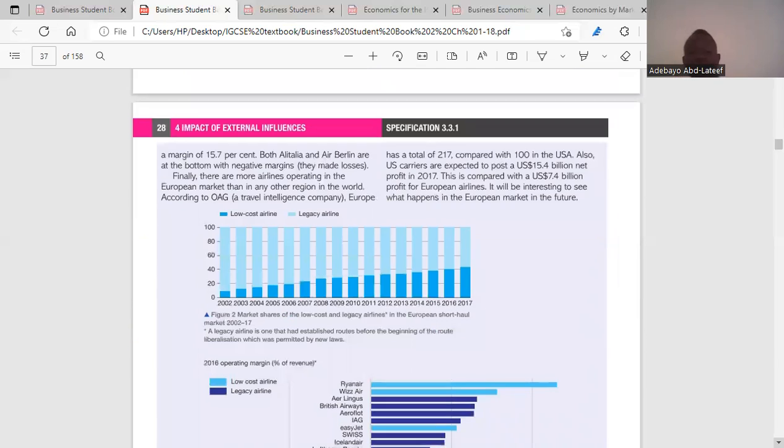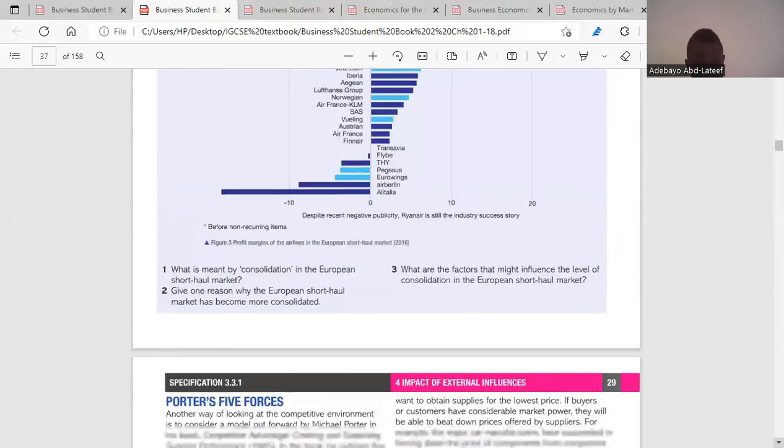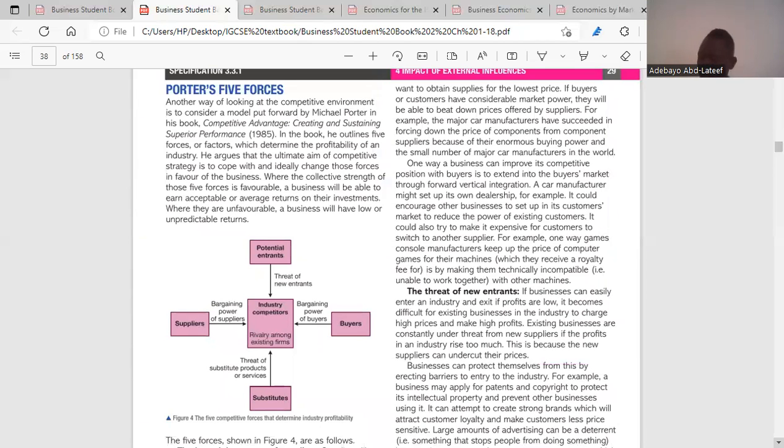So we go to Porter's 5 forces. Michael Porter in 1985 outlined 5 forces, or factors, which can determine the profitability of an industry. What are these 5 forces? Number 1, potential entrants. When we talk about potential entrants, we're talking about new businesses that might want to set up in that industry. So I wrote, this implies the threat of new entrants.